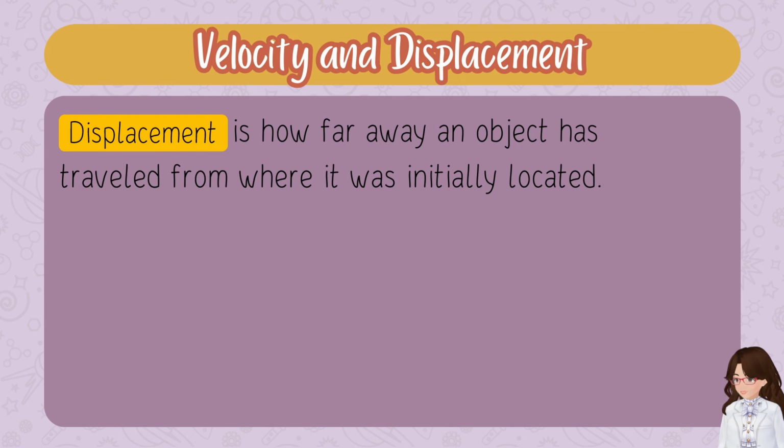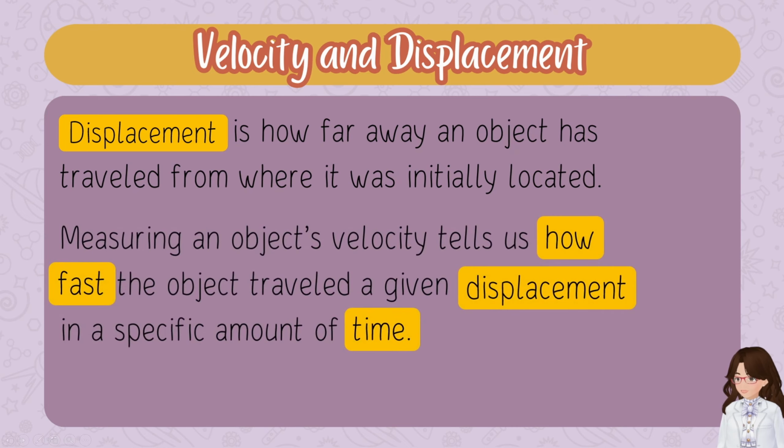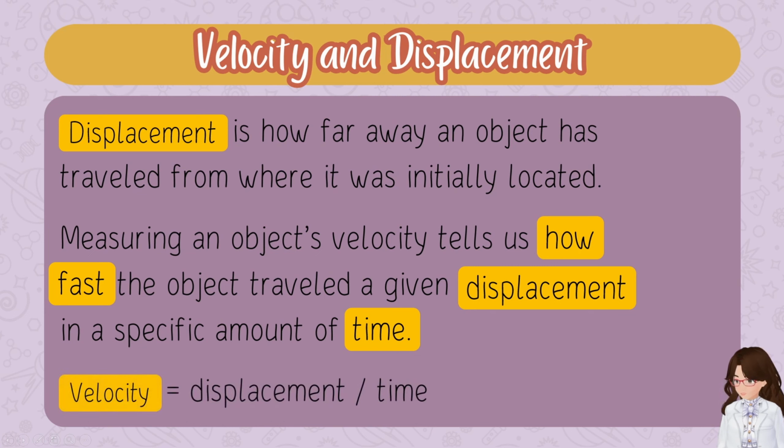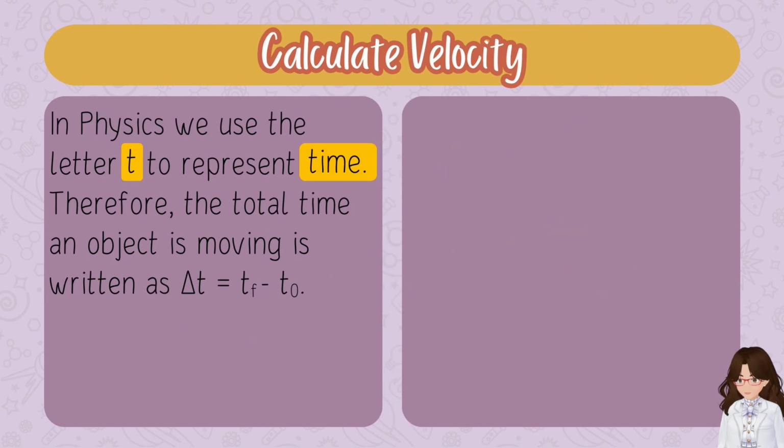Recall from the last video that displacement is how far away an object has traveled from where it was initially located. So in this case here, measuring an object's velocity tells us how fast an object traveled a given displacement in a specific amount of time. If we were to write that mathematically as a relationship, we would say that velocity is equal to displacement divided by time because it is a rate of change.